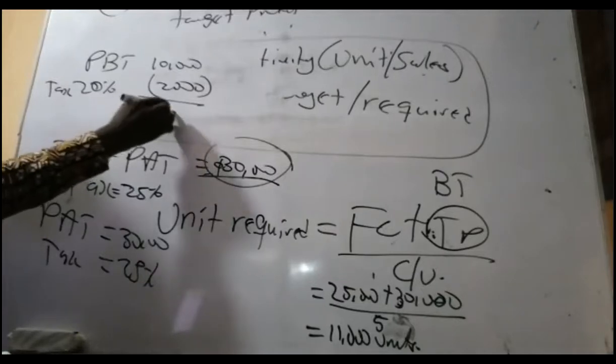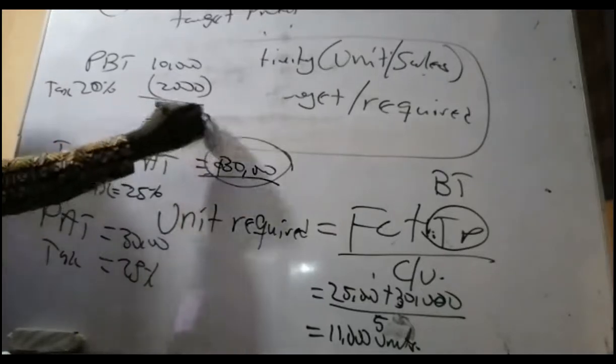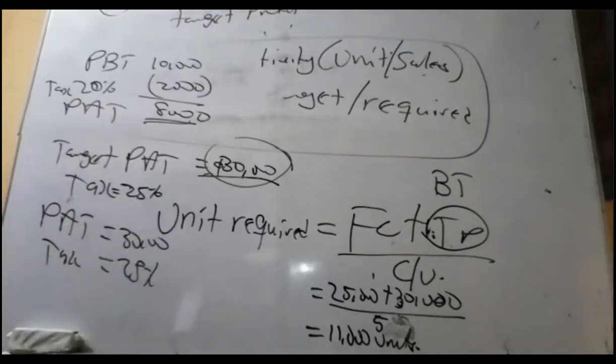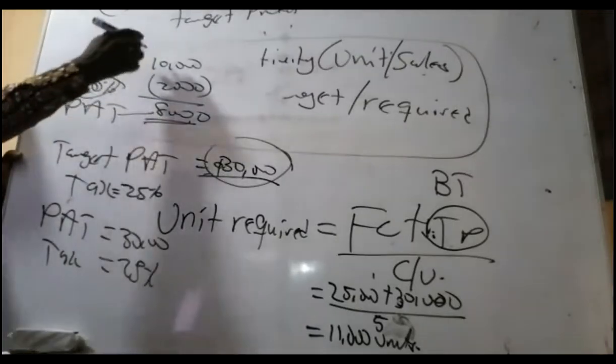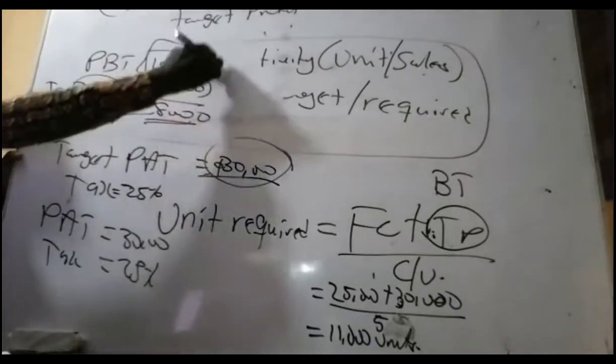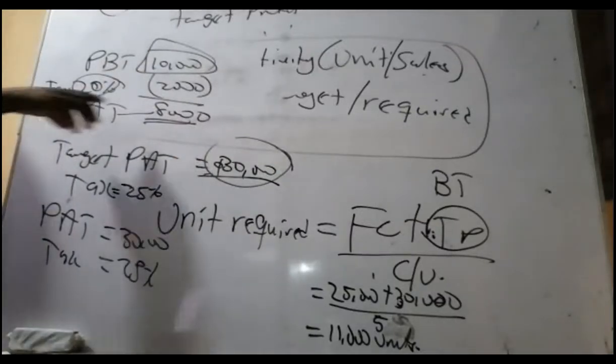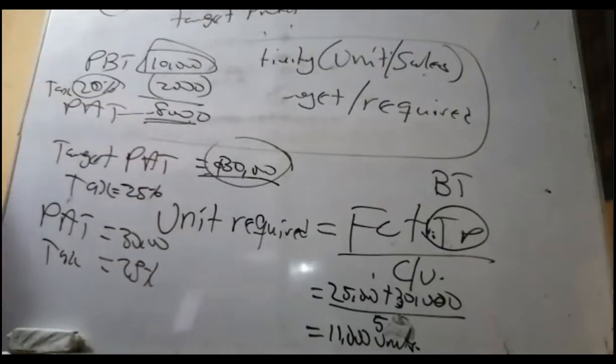That leaves 8,000, and this is the profit after tax. So the question is this. If I have given you this profit after tax, 8,000, and I've given you this tax rate, how do you then determine this figure, the profit before tax? That's why I said that the profit before tax must always be more than the profit after tax, because tax will not be subtracted in it.